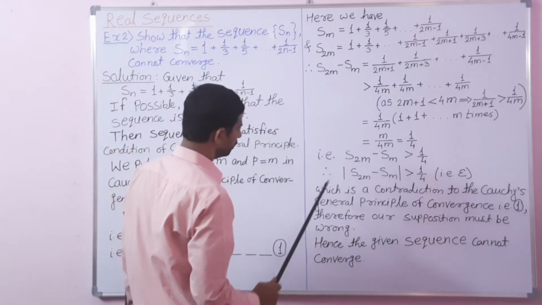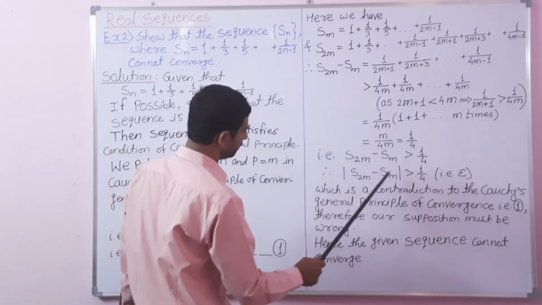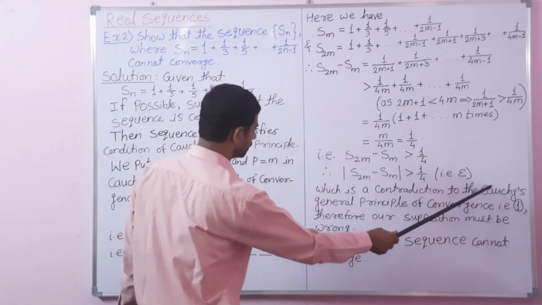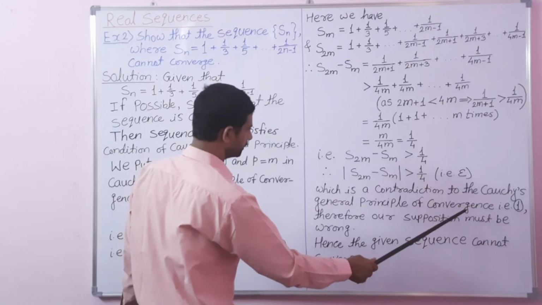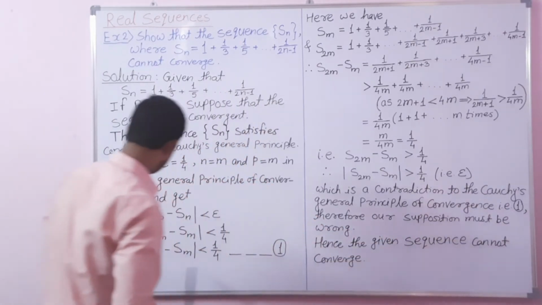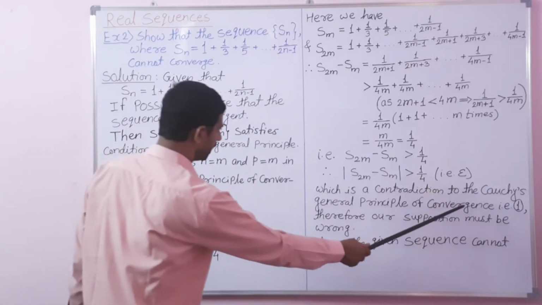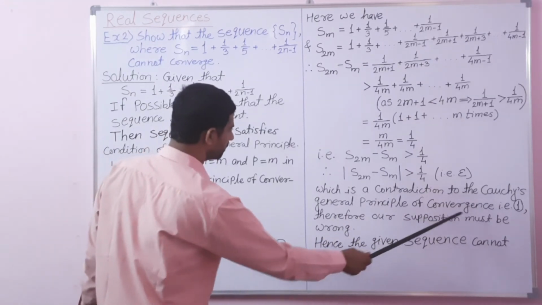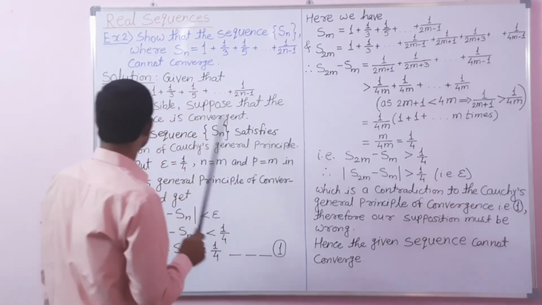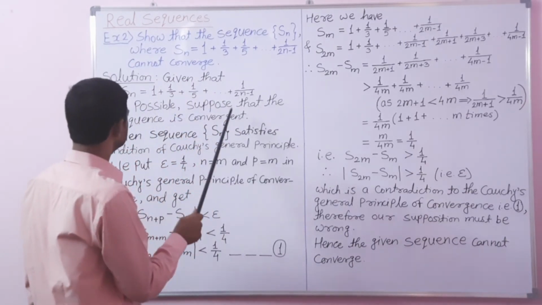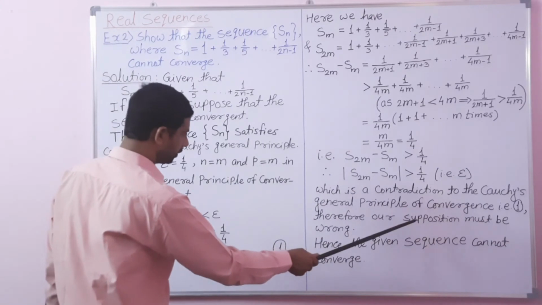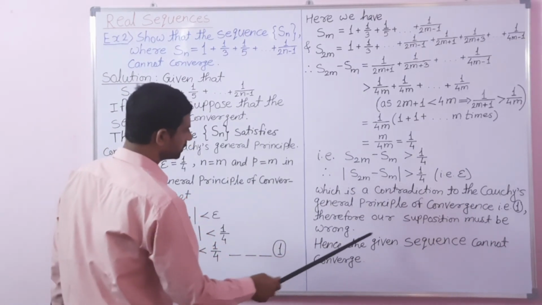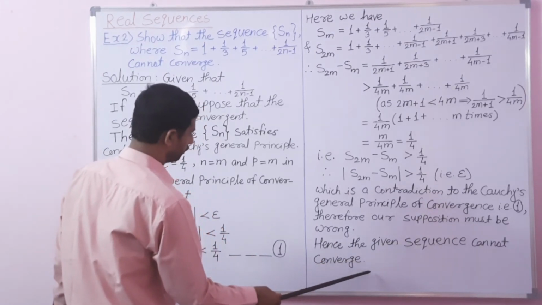Next one. Now we are getting the modulus of S2m minus Sm greater than epsilon, which is a contradiction to the Cauchy's general principle of convergence. That is the relation number 1. This is a contradiction to it. Okay. So which means that our initial supposition must be wrong. Our initial supposition was that the given sequence is convergent. So it must be wrong. And as this supposition is wrong, hence the given sequence cannot converge.